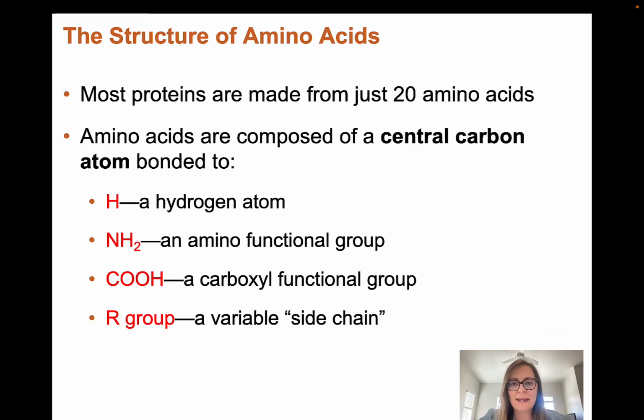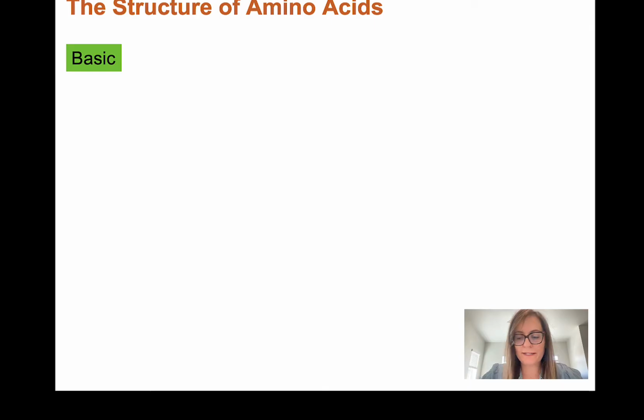Most proteins are made up of just 20 amino acids. Amino acids are composed of a central carbon that's bonded to the following: a hydrogen atom, an amino group, and remember the N in the amino group, this functional group. The central carbon's also bonded to a carboxyl group, here's the OH in the oxy, and an R group. The R group, or R, stands for this variable side chain that we'll talk more about in video 2.